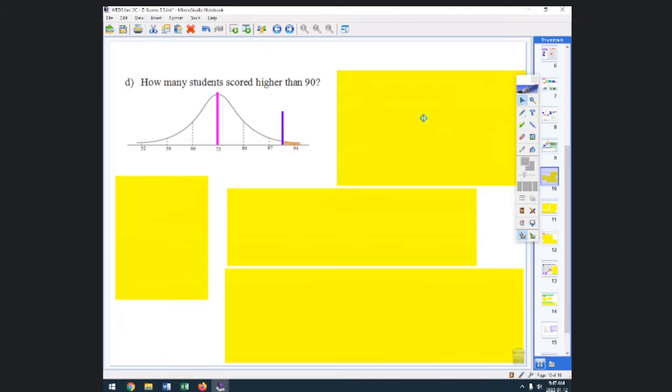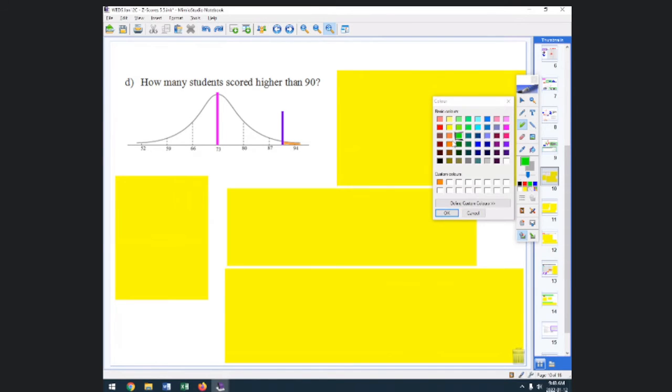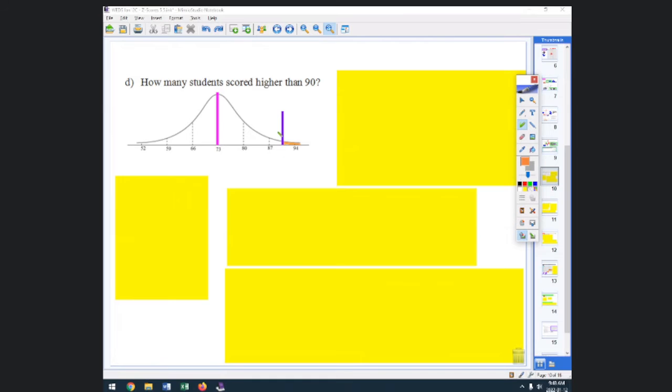All right. How many students scored higher than 90? Higher than 90. Well, 90 would be here where the purple is, but I want higher than that. When I get the z-score figured out, the problem is I'm going to get the answer here because the z-score always tells me the area to the left. I don't want the area to the left. I want the area to the right.